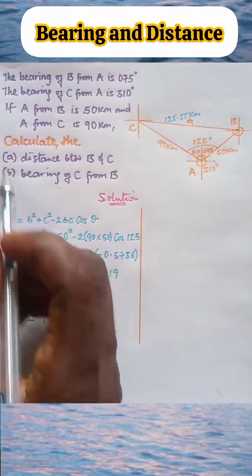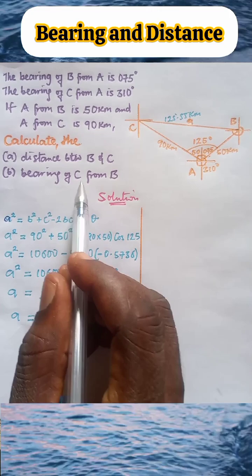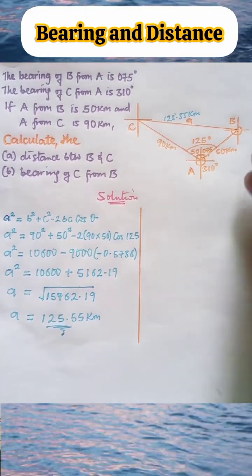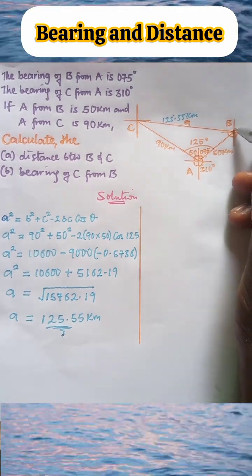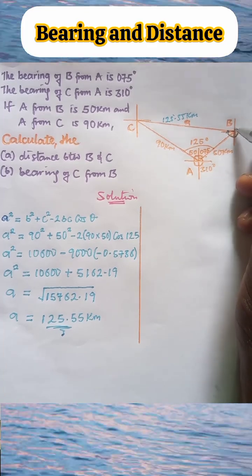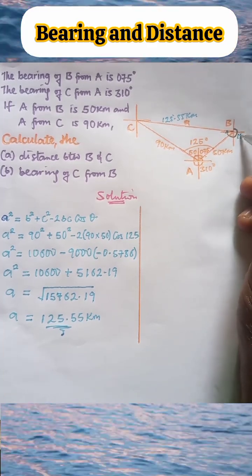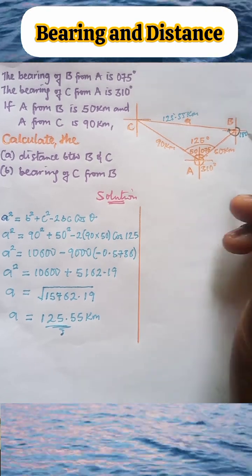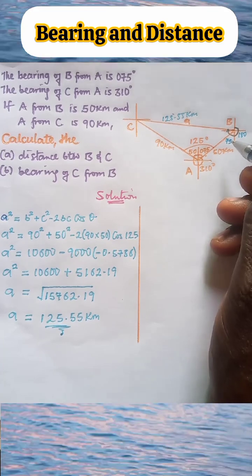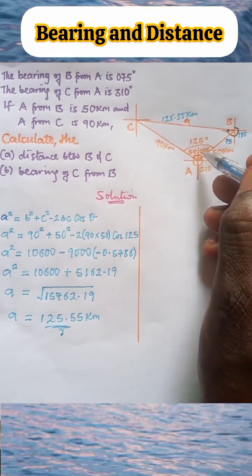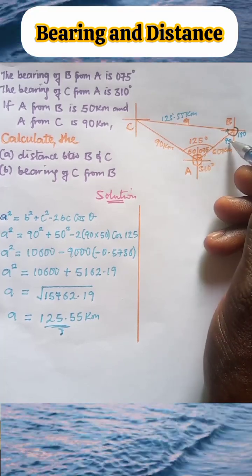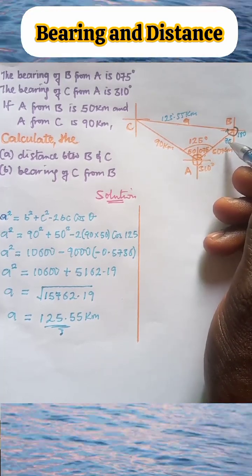We have gotten A. Next is to calculate the bearing of C from B. The bearing of C from B is the angle measured from the North down to this line that connects C to B. We know that from North to South is 180 degrees. We also know that this angle here is 75 degrees. How do we know that? Because this angle and this one are alternate angles. And since here is 75, it means here also is 75 degrees.